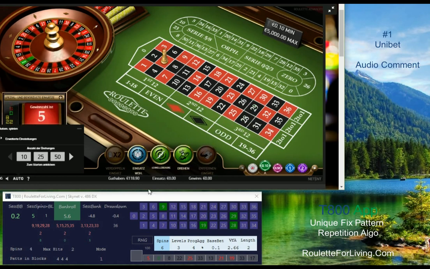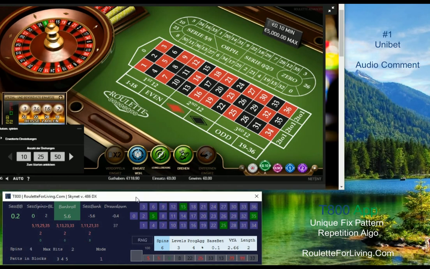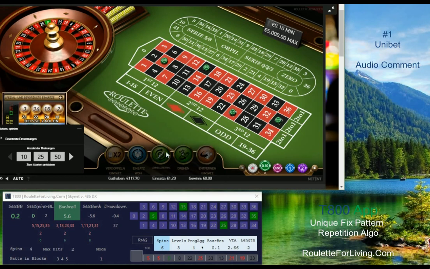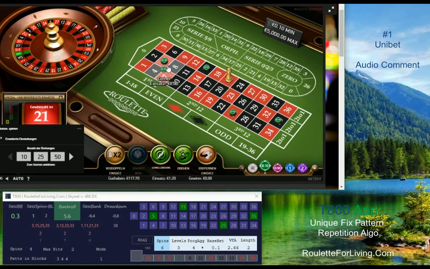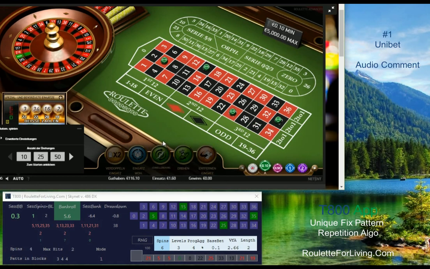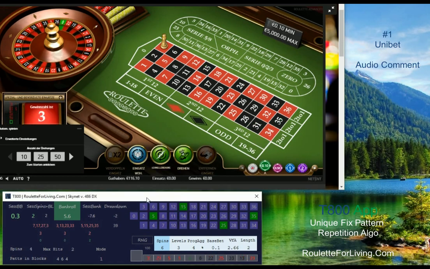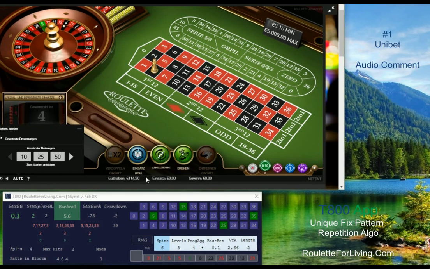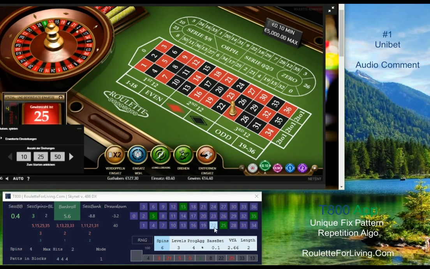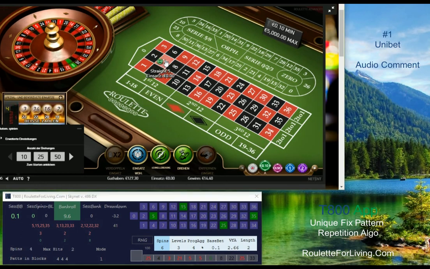So this algorithm is part of my T800 app, and I'm showing you how it goes in this live real money session. As you can see, I deposited only a small amount into Unibet, something like 120 euro. It's a very small bankroll. I'm using a base bet of only 10 cents, because the bankroll is small. And my aim, of course, is to go up as much as I can.